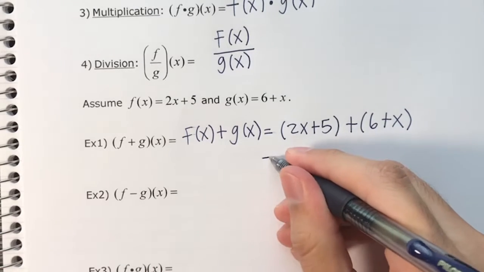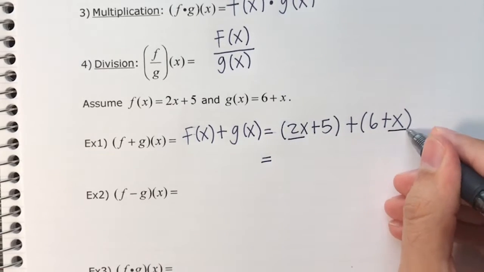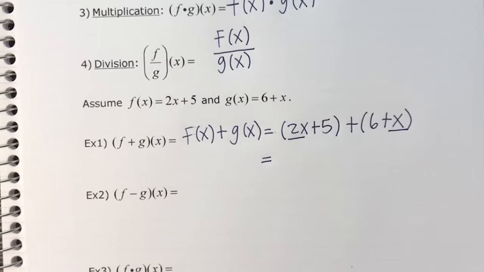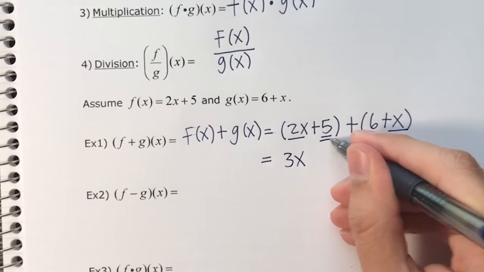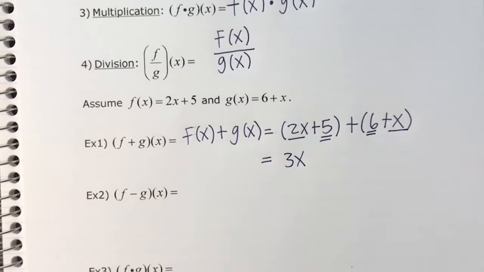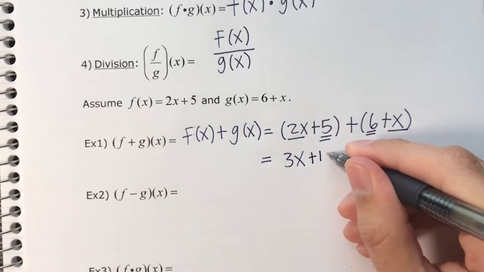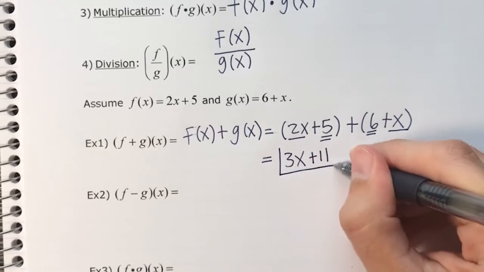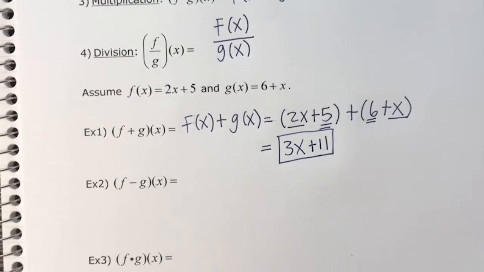Now what do we do? We combine like terms. 2x and 1x, if we add them together, we get 3x. Double underline the numbers. 5 plus 6, what is that? That's 11, plus 11. We always box our answers. Now let's go to the next question.